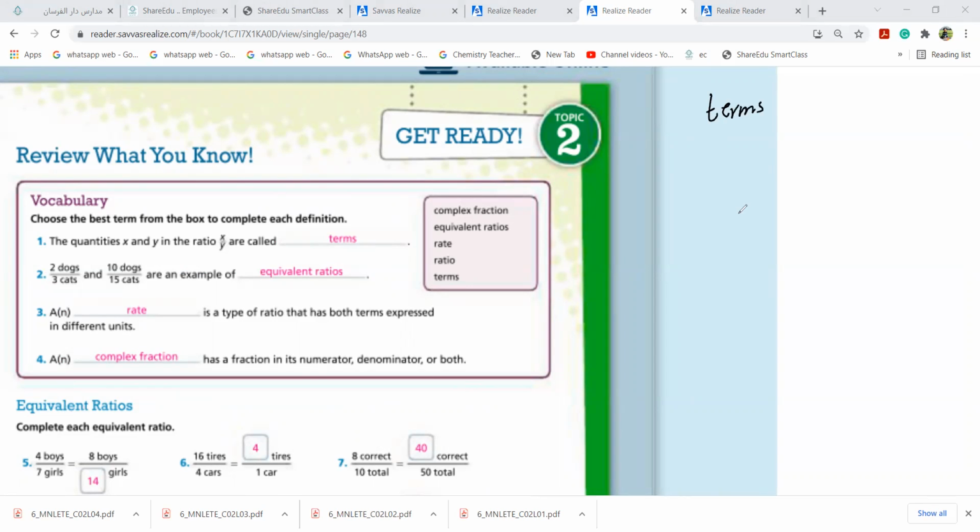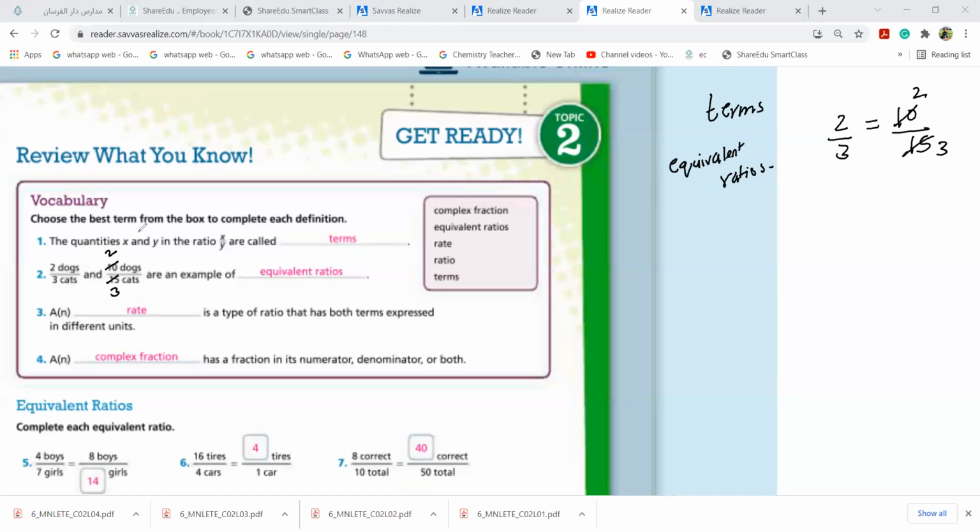Next, 2 dogs and 3 cats, 10 dogs and 15 cats. You call it, like, see, if 2/3, you check 10/15. Please see here, 5 times 2 and 5 times 3, right? So these are the same. You can just cut here and say 5 times 2 and 5 times 3. So those are equivalent ratios.